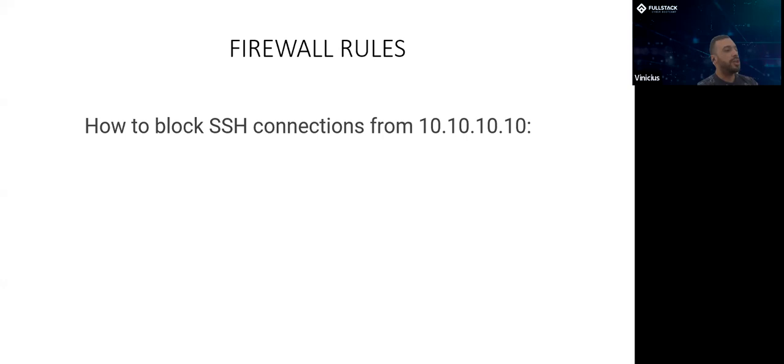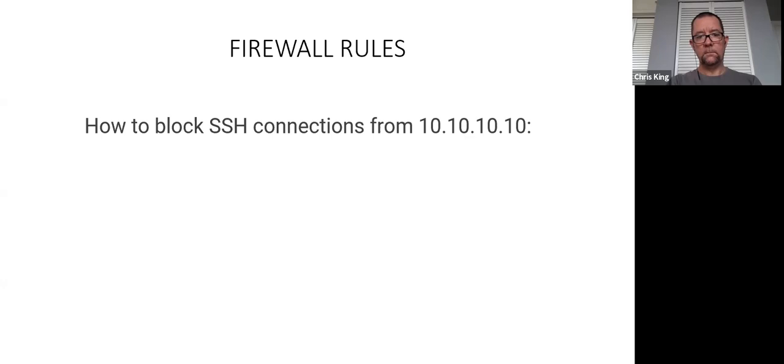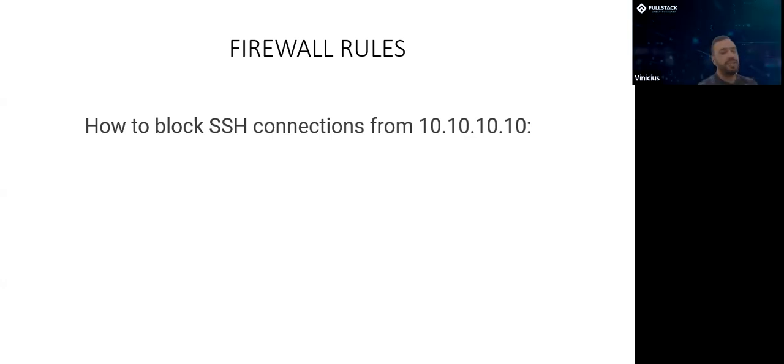Now I want to block only SSH connections from 10.10.10.10. Does anyone remember which port is SSH? 22. Awesome. So how can we start? iptables, right? Now we want to block connections coming to our computers, coming to our IPs. So it's -A INPUT. It's the same thing.